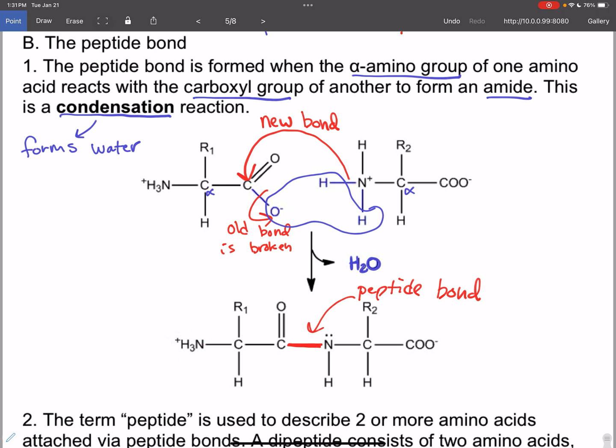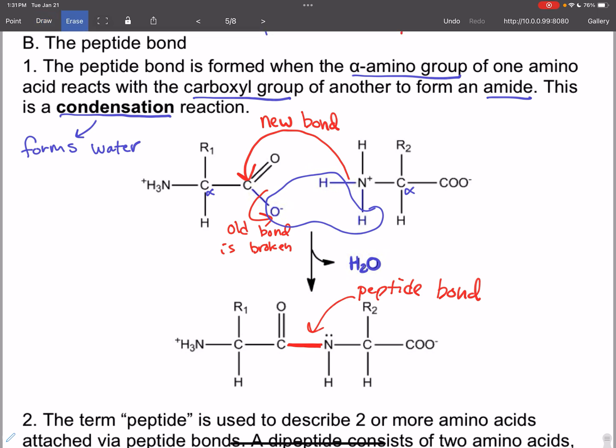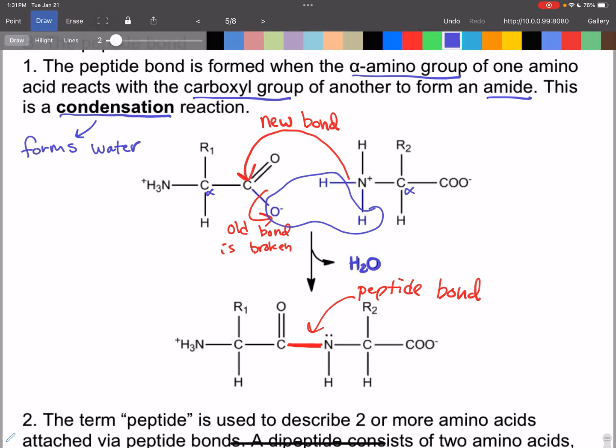Think of train tracks, right? The terminus is where things stop. And then similarly on the right-hand side, I've got R2. Whatever amino acid that happens to be, let's say it's histidine, we would say that histidine, or R2, is the C-terminal residue. So I'm going to label those on here, that this is the N-terminus.